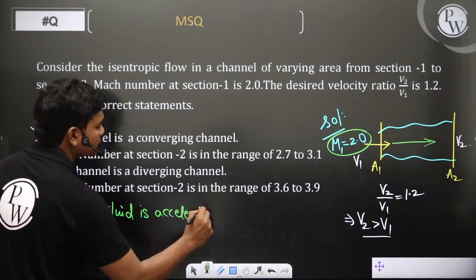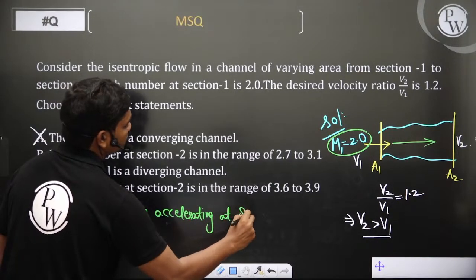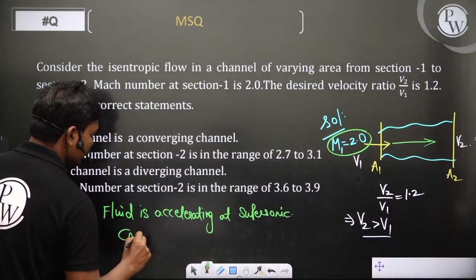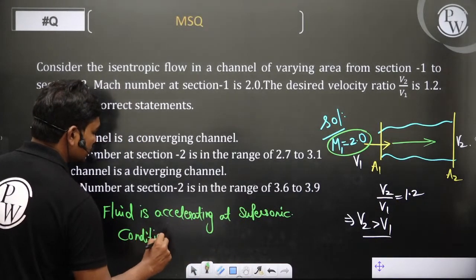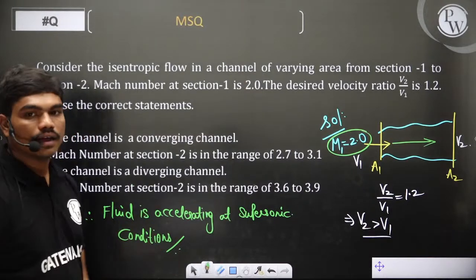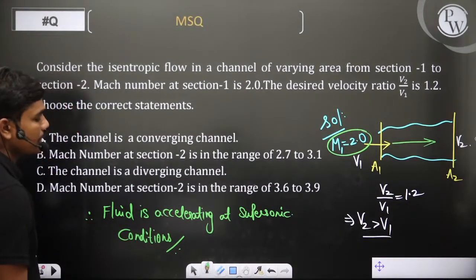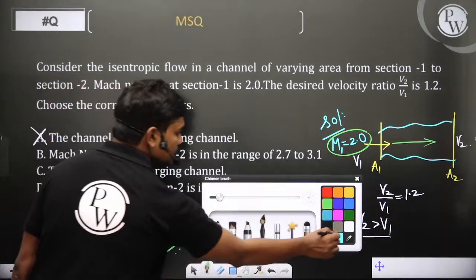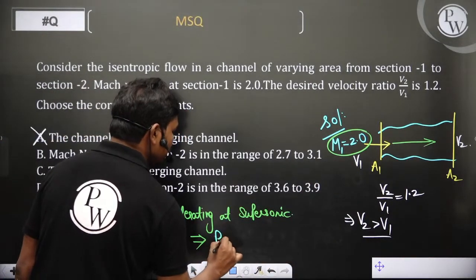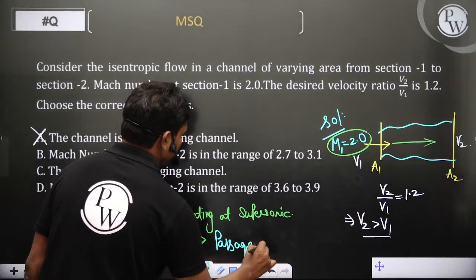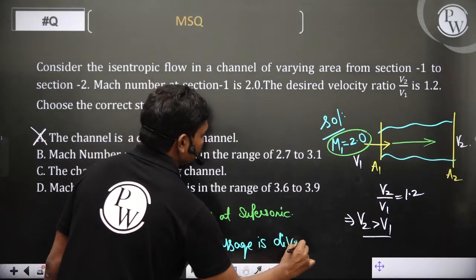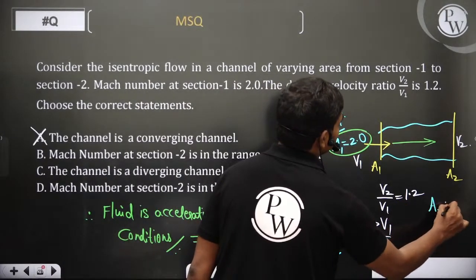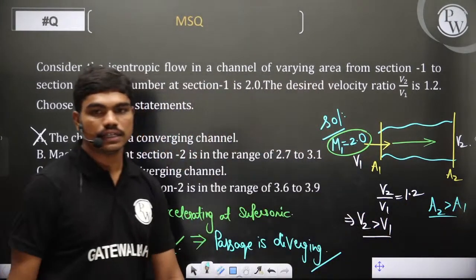Fluid is accelerating at supersonic conditions. Then, if fluid is accelerating at supersonic conditions, this implies the passage is diverging. Passage is diverging means one thing is very clear: your A2 is definitely more than A1.